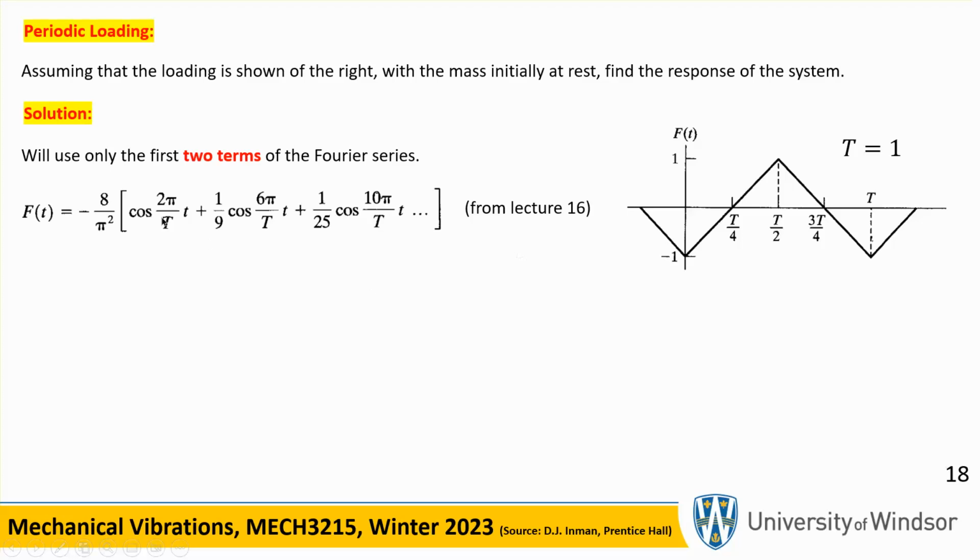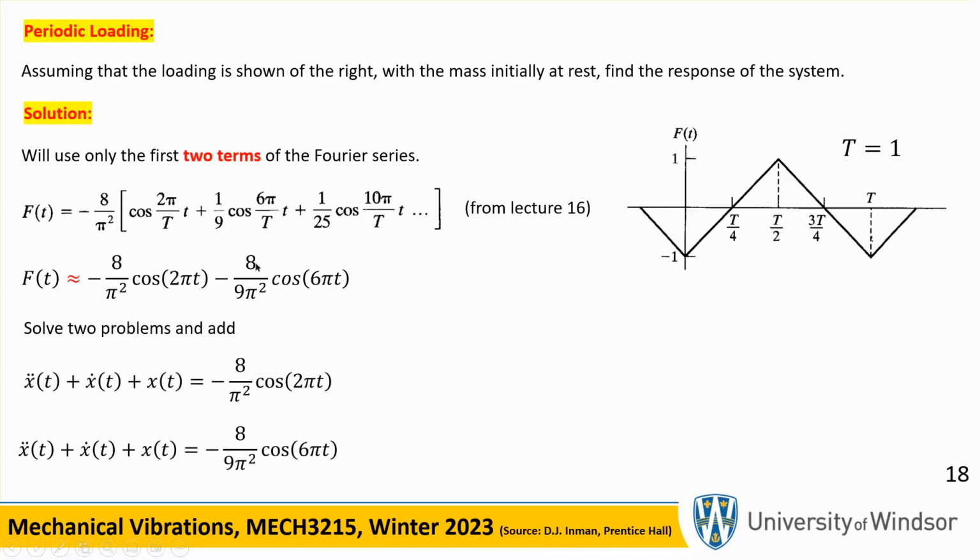Okay? So the Fourier series for it from lecture 16 came out to be something like that. And all I want to do is say, you know what, I'm not going to take this whole thing. I'm just going to take the first two terms, these two terms. Okay, so what does that mean? My function is not this whole thing, but it's approximately the sum of the first two terms. So basically, we have two problems to do. You set the right-hand side equal to this. You set the right-hand side equal to that.